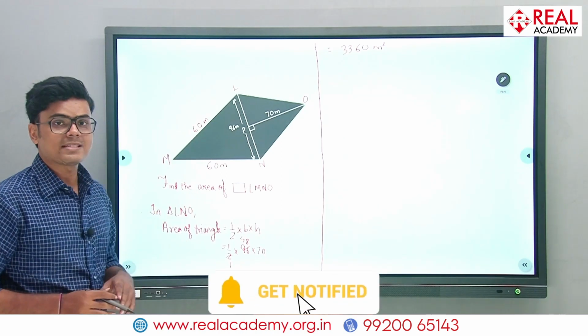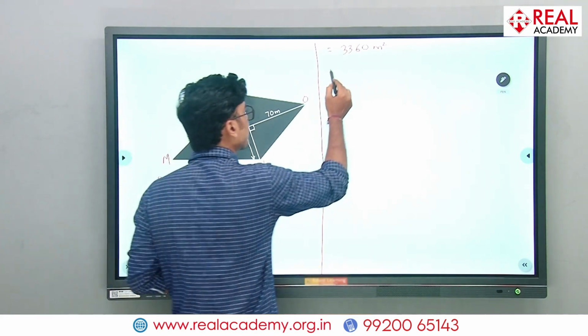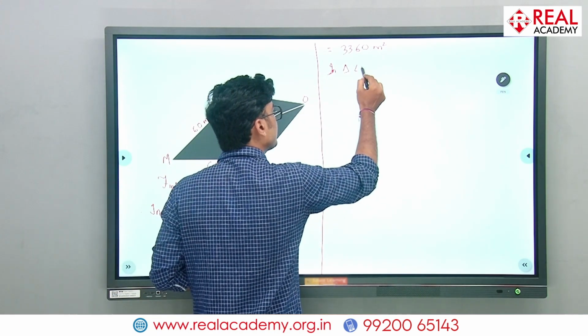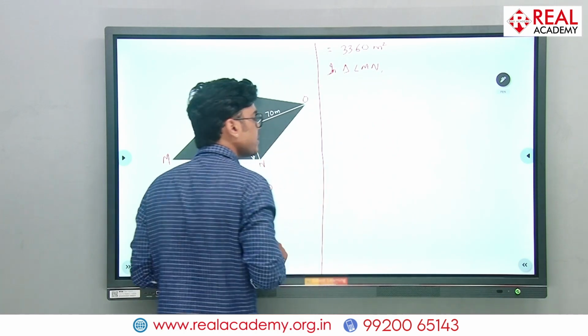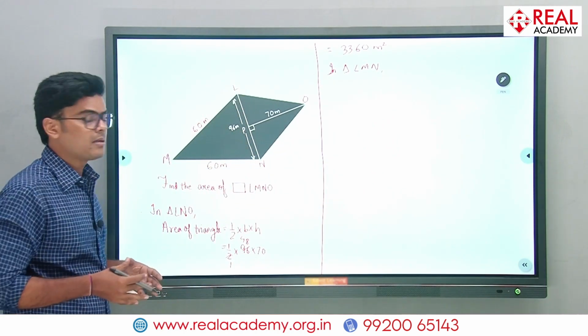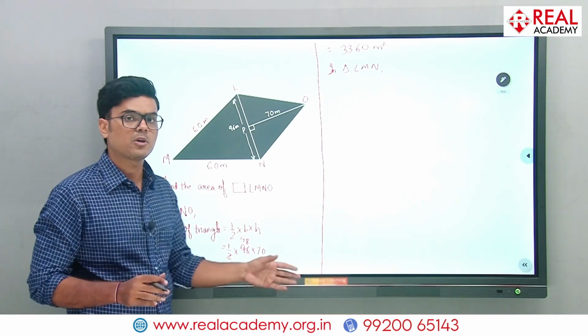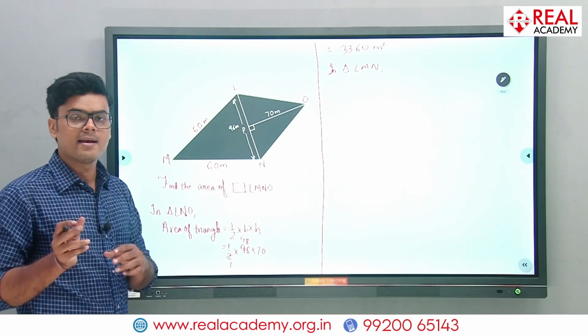Now let us go to the second triangle. In triangle LMN, okay, in the second triangle, once again we know the three sides, but this time we won't be using the simpler formula because we don't know the height. We will be using Heron's formula.